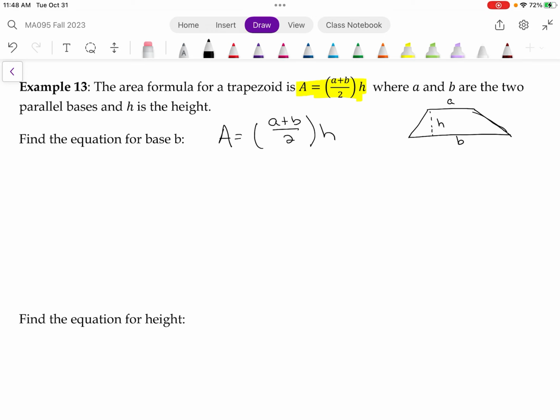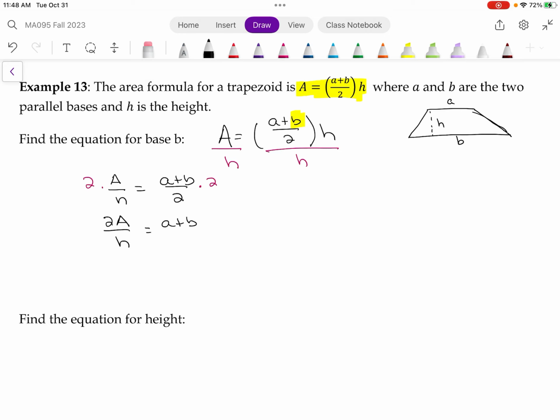Okay, so we're trying to get B out of there. So I'm going to highlight B so I don't forget what I'm doing. So the first thing I want to do is kind of think about peeling away the layers. Okay, so the first thing we're going to do is take away that H, get it to the other side. So now I have A over H equals A plus B over 2. So I'm still trying to get to that B, so I'm going to multiply both sides times 2. And I get 2A over H equals A plus B.